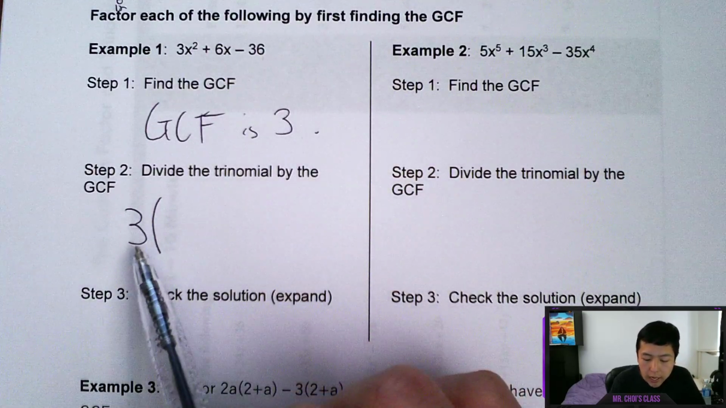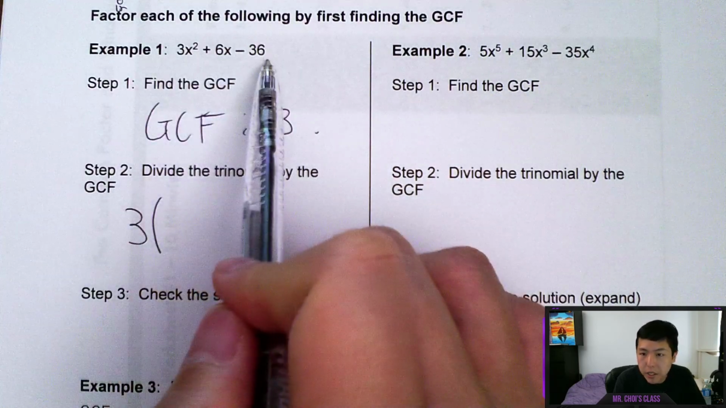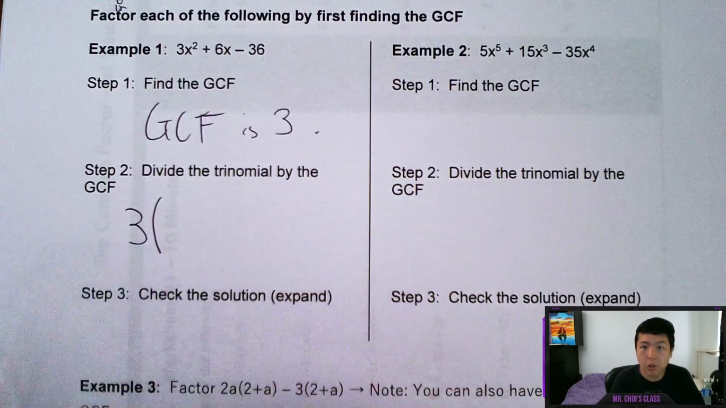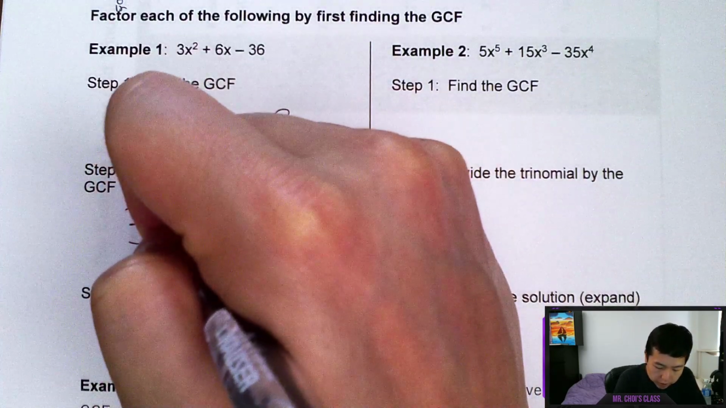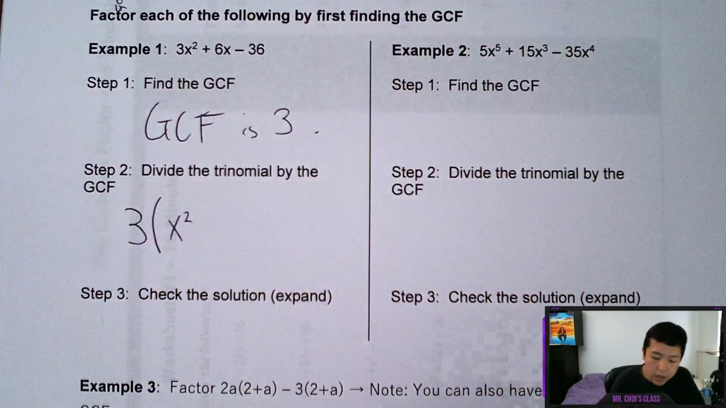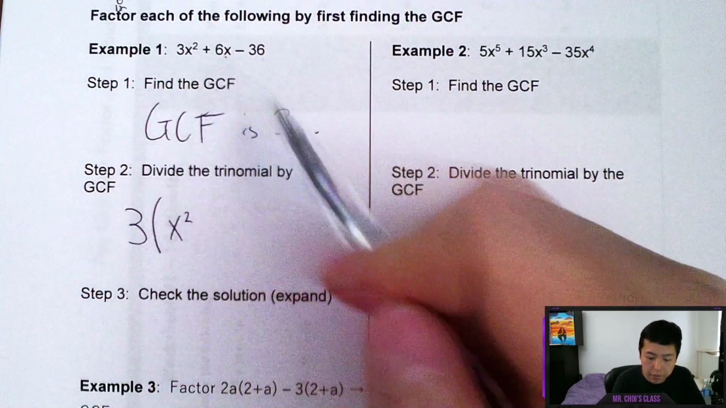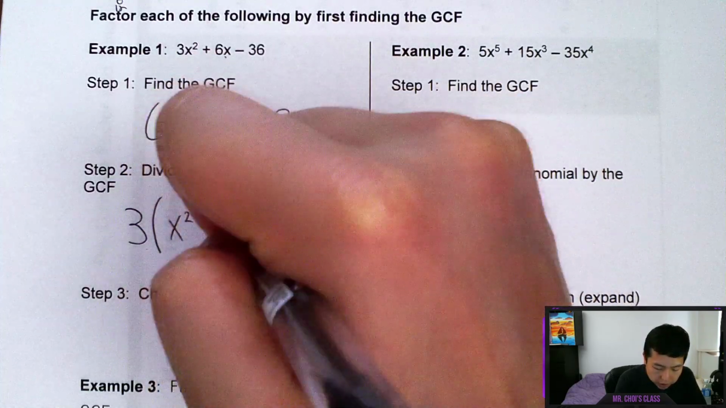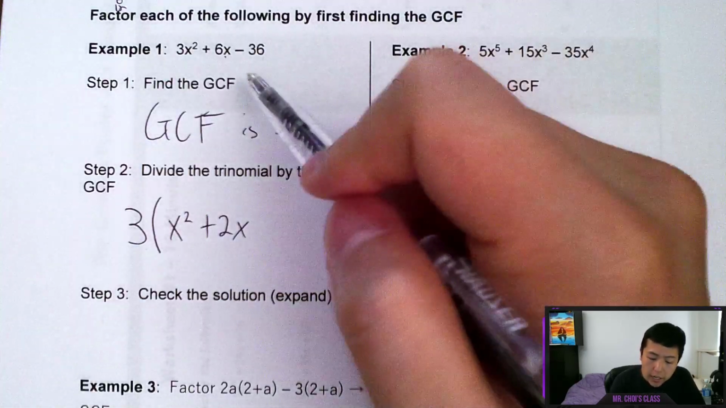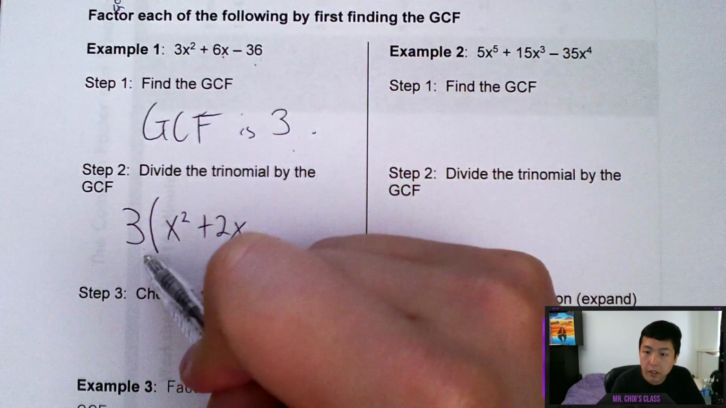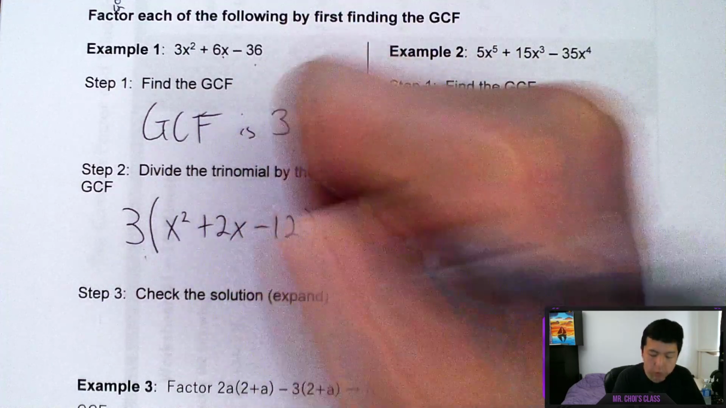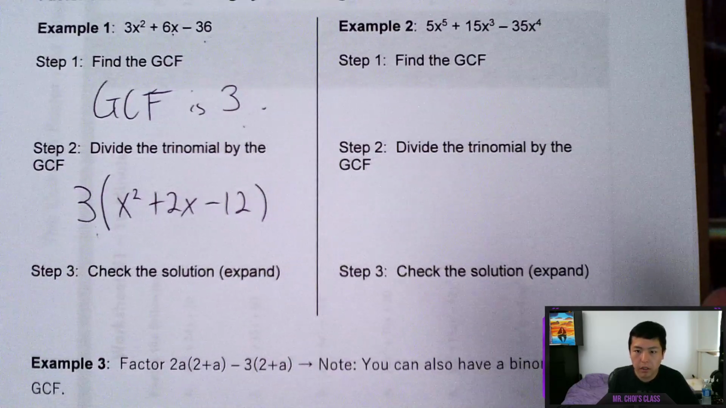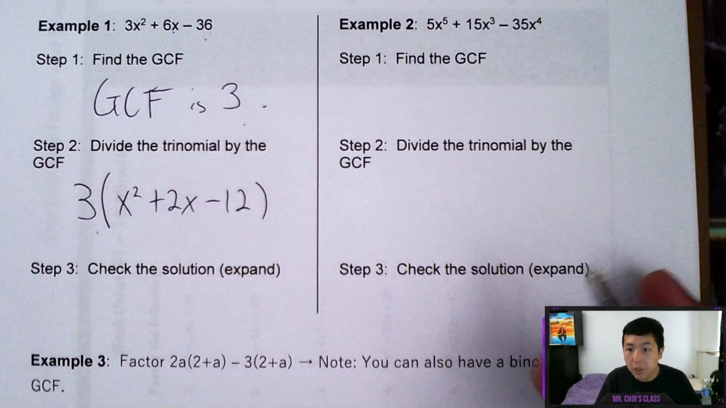What we're going to do, we're going to take the 3 and divide every single term by 3. So 3 divided by 3 is 1, so 1x squared, or just x squared. Then we go to the next one. 6 divided by 3 gives me positive 2, so plus 2x. Negative 36 divided by 3 gives me negative 12. And there's my answer. And that's it. So that's how we do our GCF.